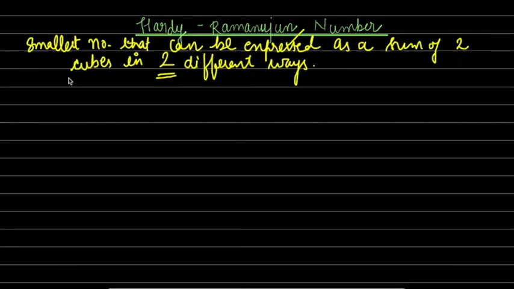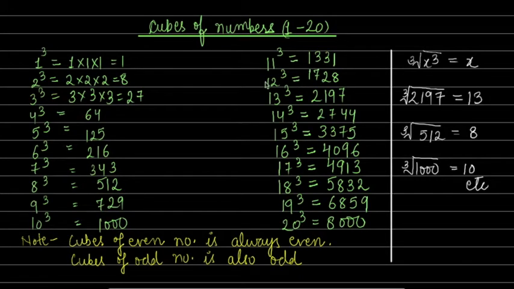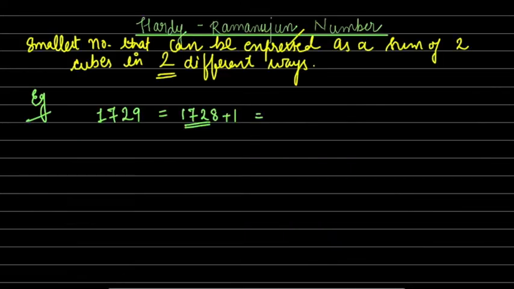So let's understand it with one example. If I take the example, say 1729, I have to represent it as the sum of two cubes. 1729, I can split it as 1728 plus 1. And 1728, it is the cube of which number? 1728 is the cube of 12. If you expand 12 into 12 into 12, you will get 1728. So here 1728 I can write as 12 cube, and of course 1 cube is 1. So this is one way of representing 1729.